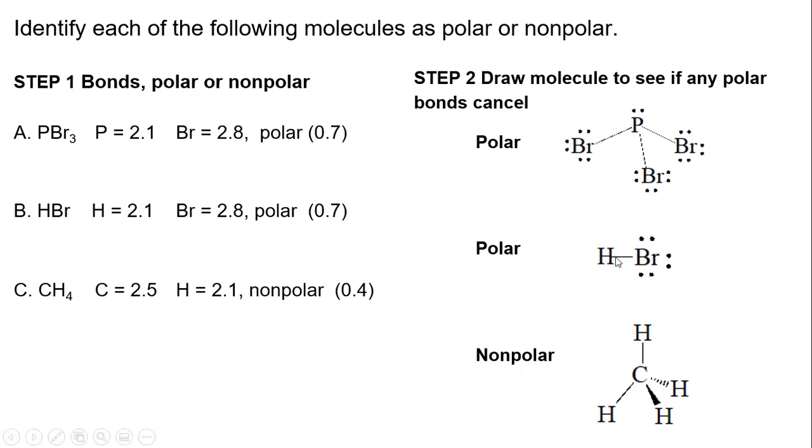For HBr, there's just one bond. That's an easy one. There's one side that's going to pull it and nothing's going to be able to control it on the other side. This is a partial positive. This is a partial negative. And there's no other forces to cancel it out.